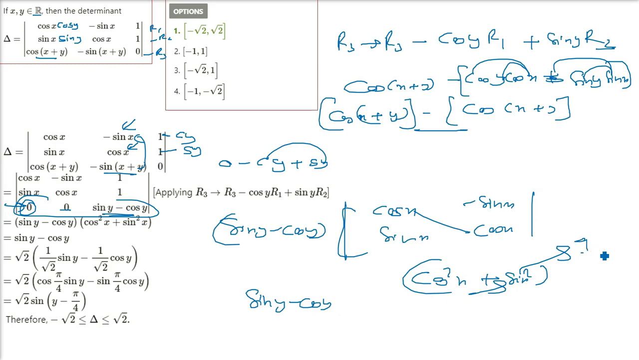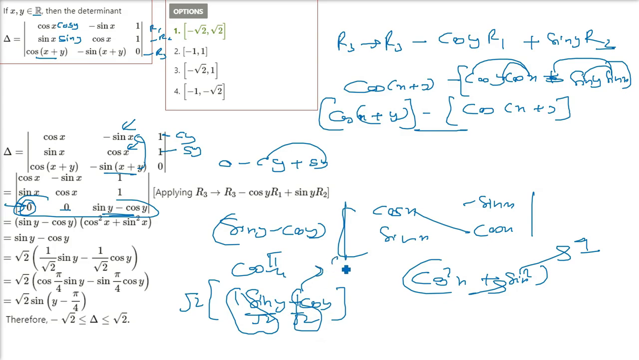Okay, we have already seen, because we need to know what is the range, or the boundary. So multiply it by root 2, and 1 by root 2, 1 by root 2 will be here. So 1 by root 2 you can write as cos 45 degree, that is pi by 4. Here you can write 1 by root 2 as sin pi by 4. So root 2 is outside, you get cos pi by 4 sin y minus sin pi by 4 cos y. Because cos 45 degree, sin 45 degree, they both are 1 by root 2. So root 2 times, you get cos a sin b minus sin a cos b, that is sin(a minus b). So sin(y minus pi by 4).